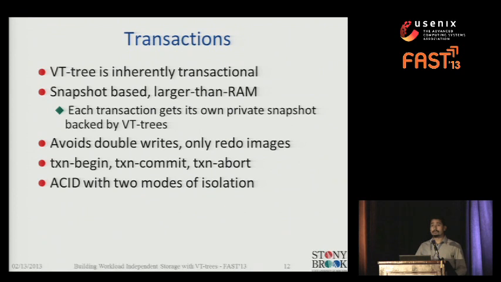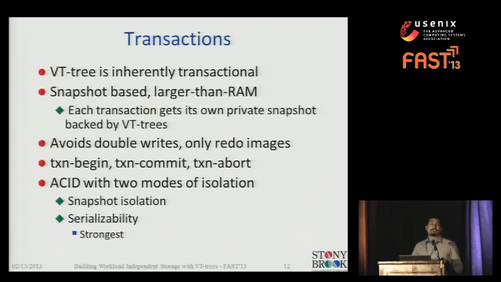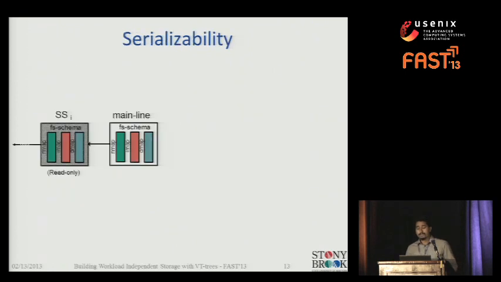We support ACID with two modes of isolation, one called snapshot isolation and the other serializability. Serializability is the strongest, supporting repeatable reads, no dirty reads, and no lost updates. In this talk, we're going to discuss only serializability. More details on snapshot isolation are in the paper, and I would suggest reading it for more details. So let's assume that we already have some snapshots, SS1, we call it, and then we have an active branch, or default mainline schema.